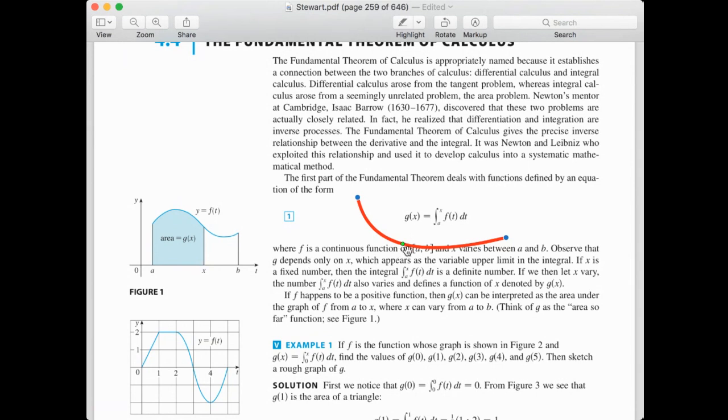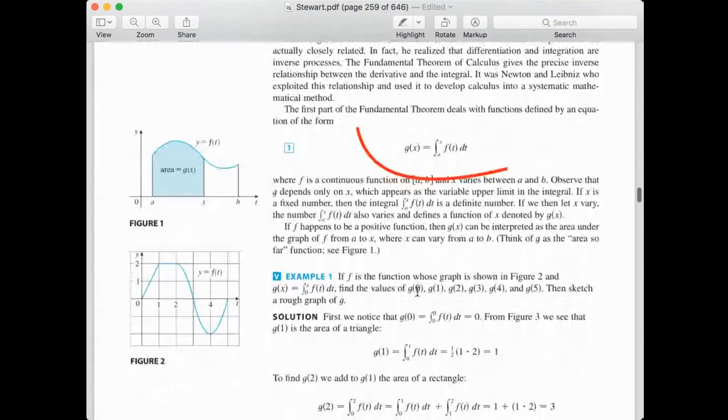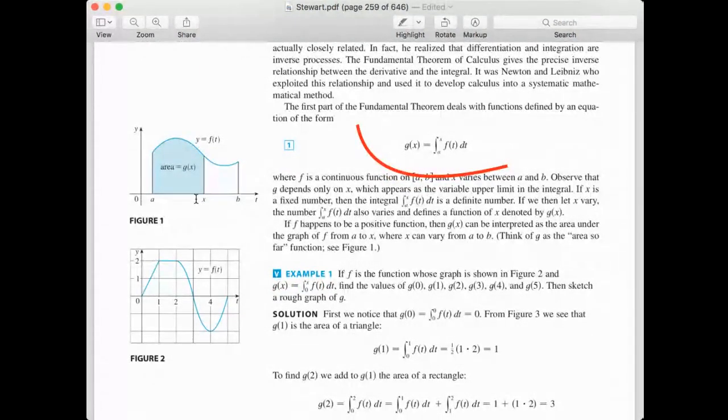All right, and we call this g of x. We give the right-hand side a name. We call it g of x. So this gives us a function, g of x. Basically, look at the picture here. The area here is a function, right? It depends on the x value.